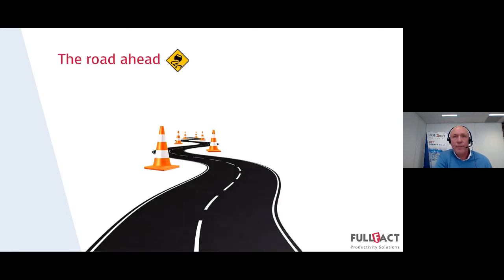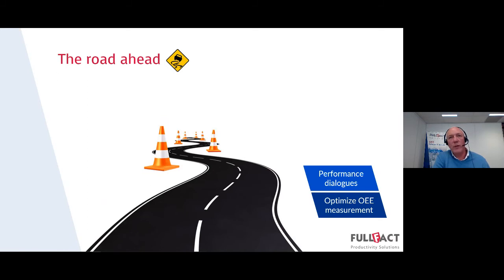The road ahead: where we go when our software is installed, and what we do with continuous improvement. First of all, we have the optimization of the OEE measurement. That's where we come in. We hope to give you numbers that you can use and that are reliable. Next, you get performance dialogues. Talk about it, discuss it, set up small group activities. Visualize results, make them available, show people what you're doing and what you have achieved, and then embed behavior.